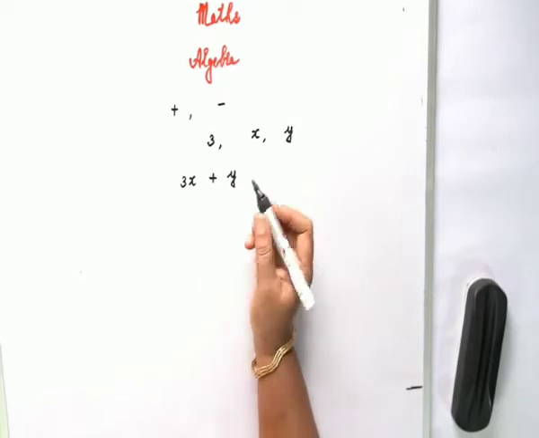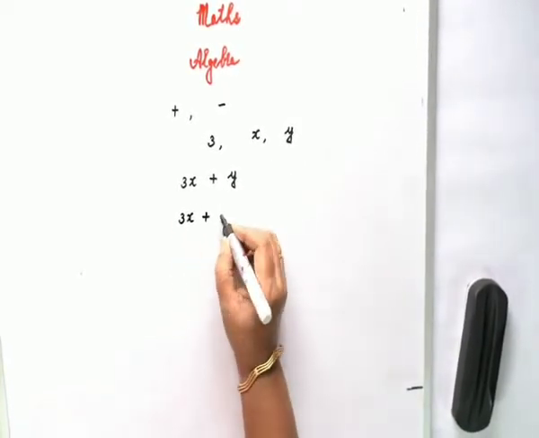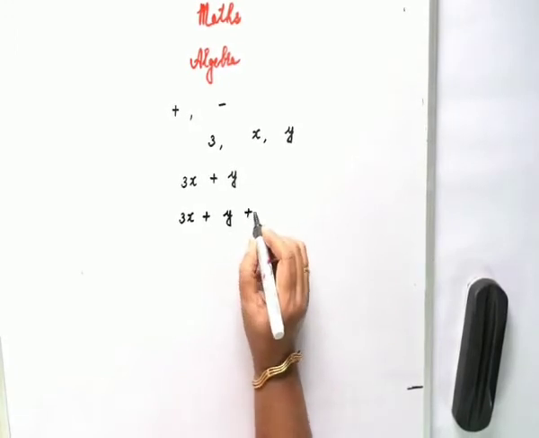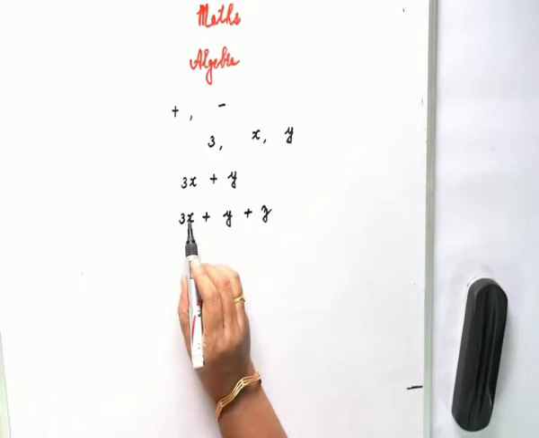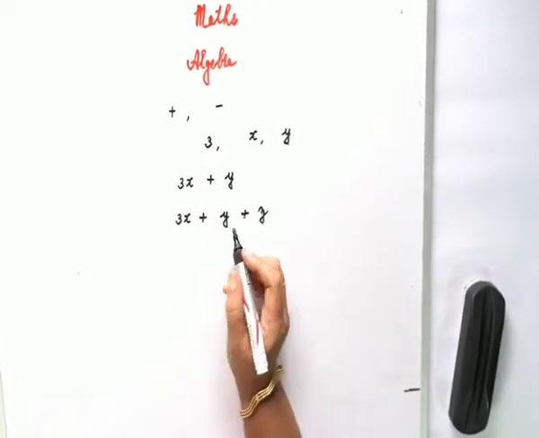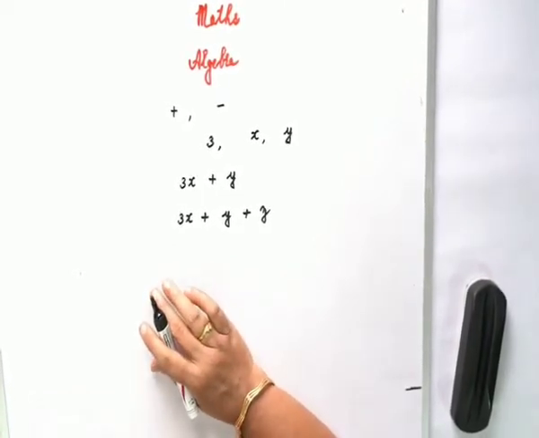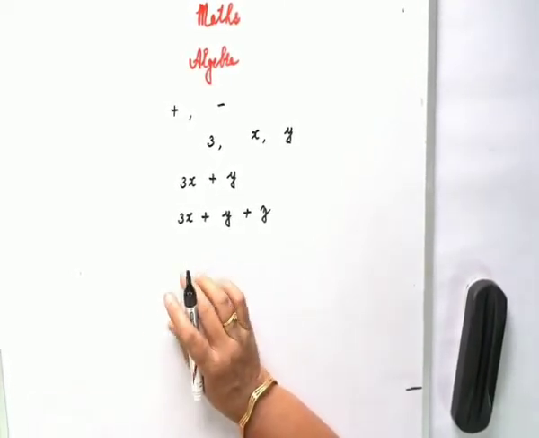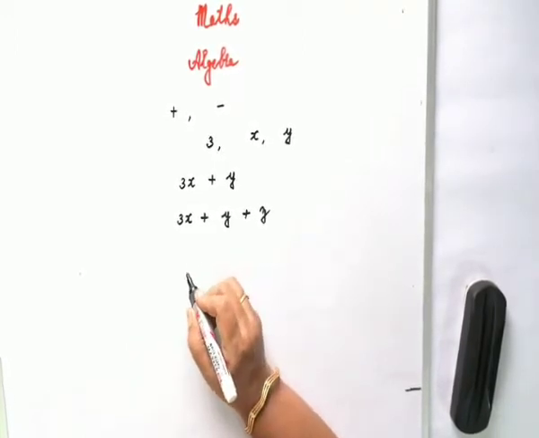If you want to write three terms, 3x plus y plus z. 3x is the first term, y is the second term, z is the third term. Remember, if you want to write two terms, we have to use plus sign or minus sign. And another one, if you use multiplication or division, there will be single term.